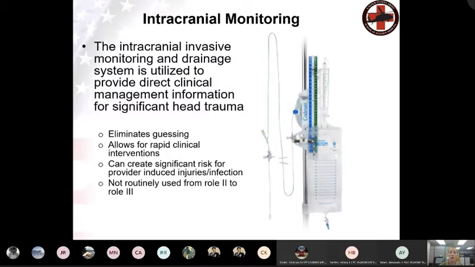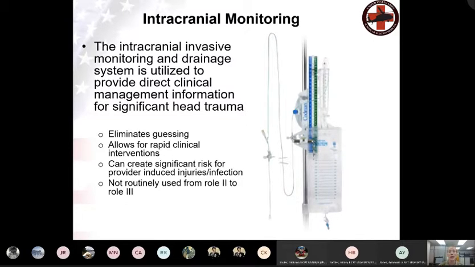So if I drop the transducer on the floor, all of a sudden I've got all of this outflow, it can actually cause hemorrhage in the brain because we've pulled off too much CSF with this. Gratefully, it's not generally used from Role 2 to Role 3, so we shouldn't see it a whole lot. However, it is present here so that we can just bring it to light and have a little bit of a conversation with it.